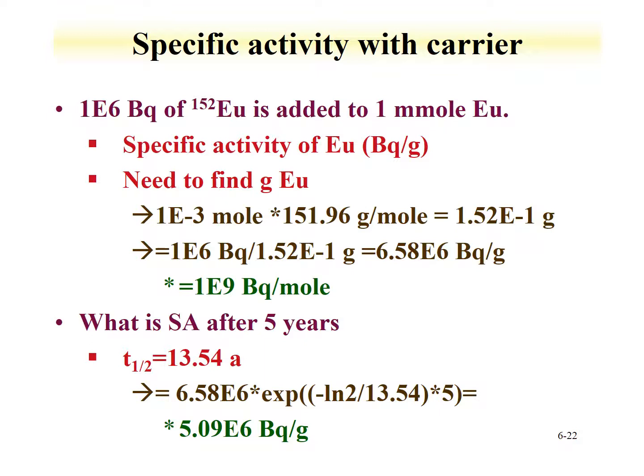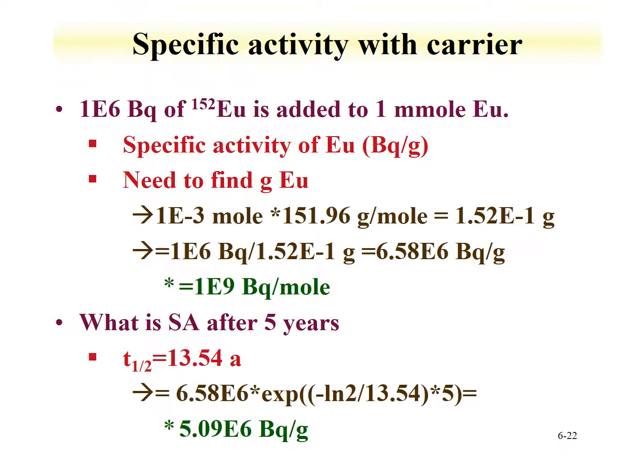Another example of a calculation you can do is something called specific activity with a carrier. So imagine if we add a radioactive isotope to a stable isotope. If we know the activity of the radioactive isotope, we can calculate the concentration of the entire amount of that element, knowing that there are isotopes there that do not decay. As an example, imagine that 1 times 10 to the 6th becquerel of europium-152 is added to 1 millimole of stable europium. So let's calculate the specific activity of this europium.